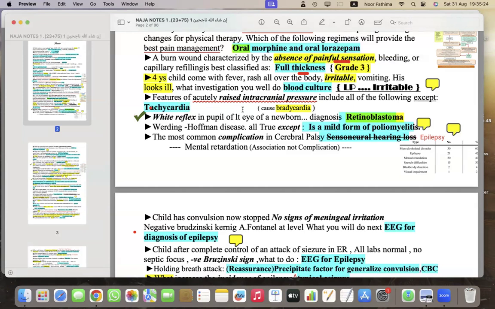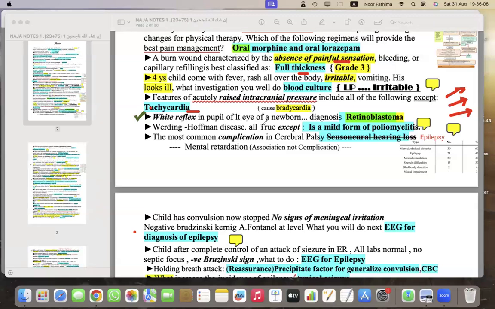Features of acutely raised intracranial pressure. Here we have to remember the Cushing's reflex, where we will have bradycardia, hypertension, and irregular breathing. So, tachycardia is not a feature of acute raised intracranial tension. It causes bradycardia. Other features will be hypertension and irregular breathing.